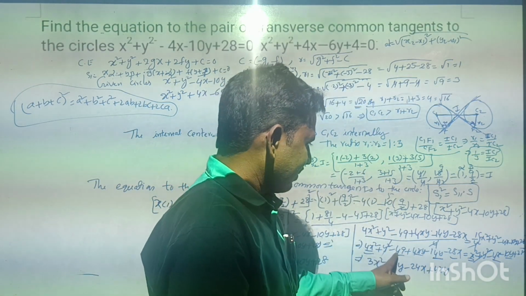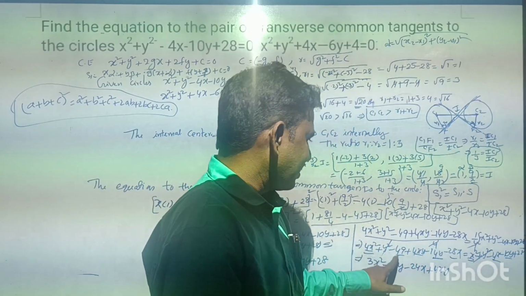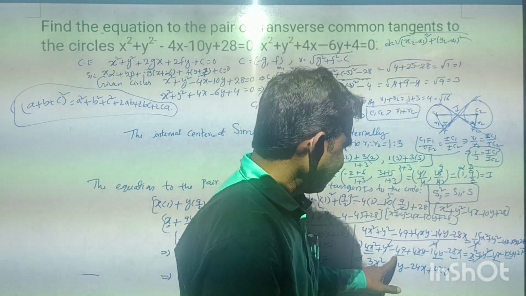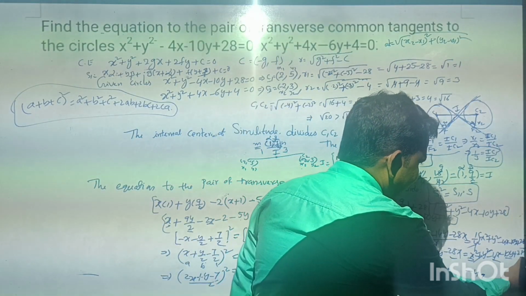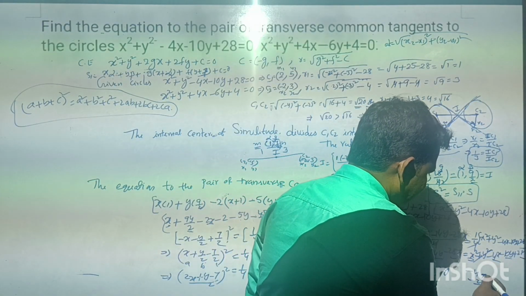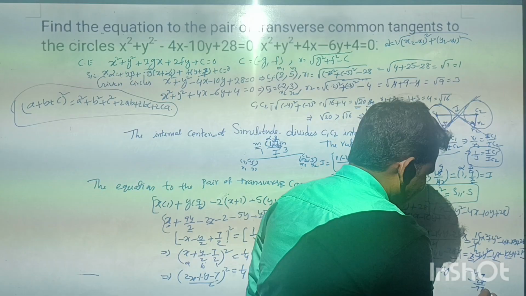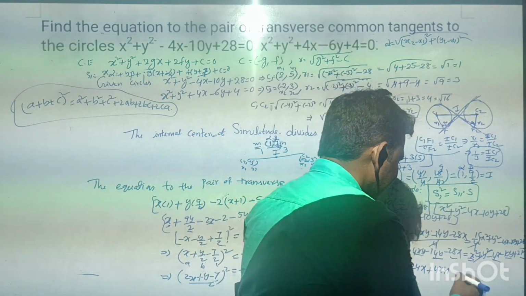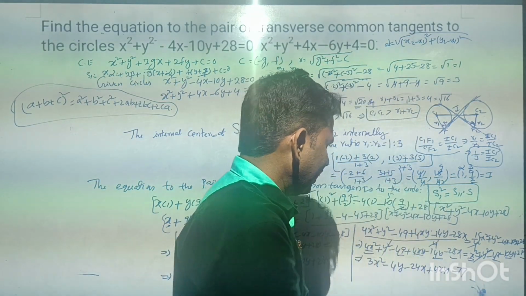Next we take 4xy. Next constant terms minus 49. Minus 49. So plus 28. Transfer to the left side. Minus 28. So therefore, 7 minus 77. Here the minus 77 equal to 0.